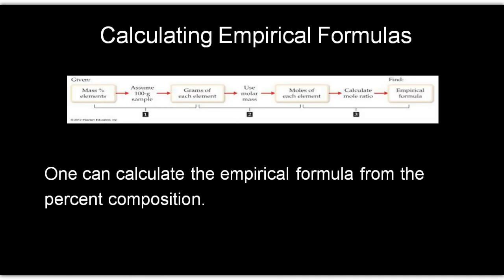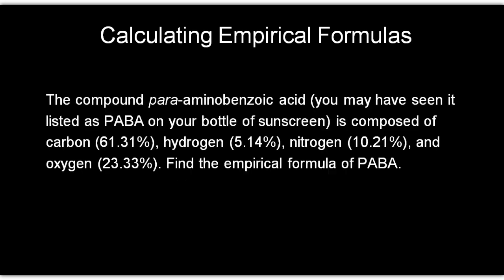Empirical formulas. Here's the key to that whole thing. If I give you a bunch of percentages and say this substance has X percentage of X, Y, and Z, always assume you have 100 grams and you're home free. That'll solve the problem for you. We'll see examples of that in class.